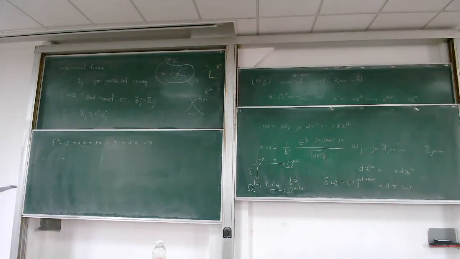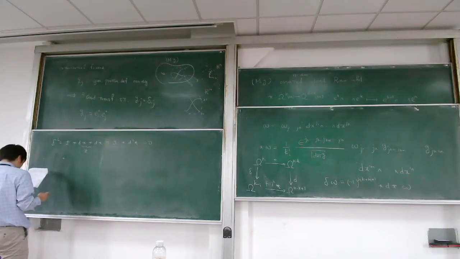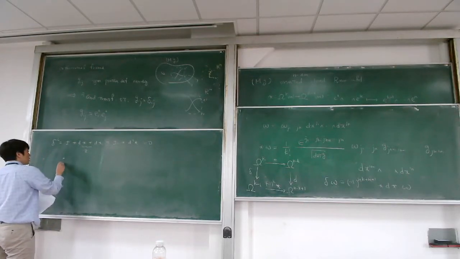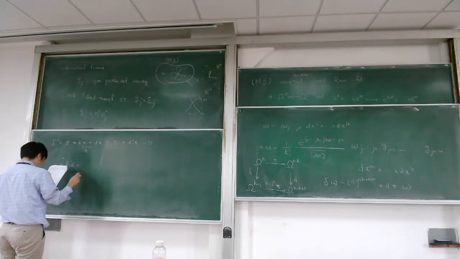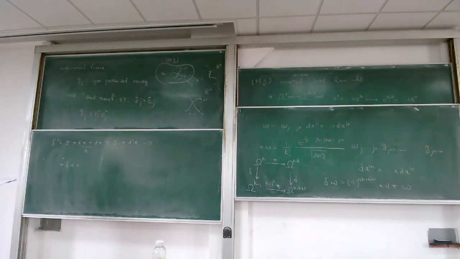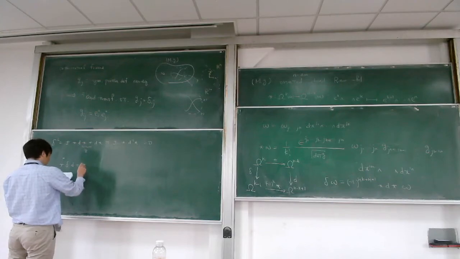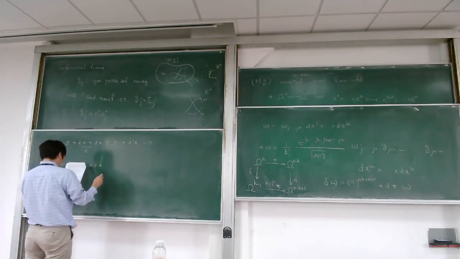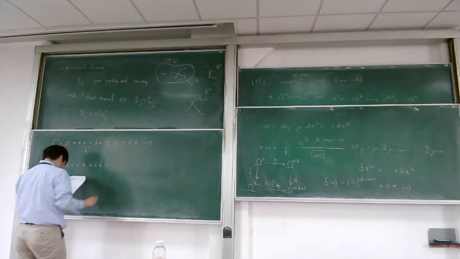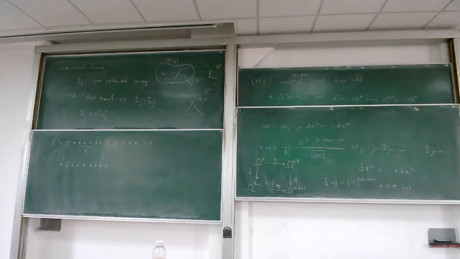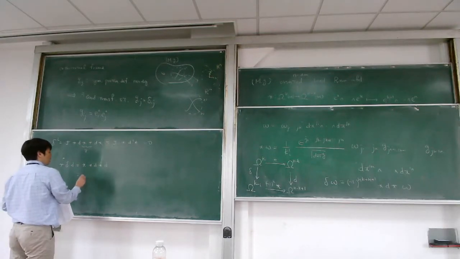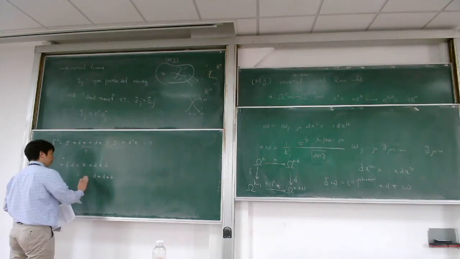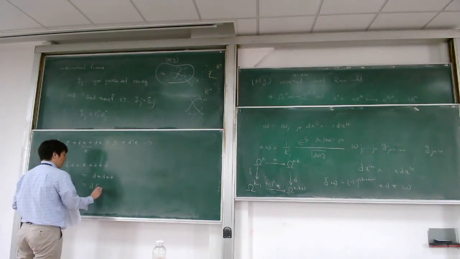And also one can show that, by construction, star delta d is star d, and this can be understood as, up to sign, d star star. Therefore d delta star. Okay.